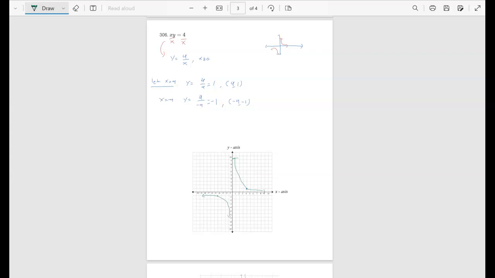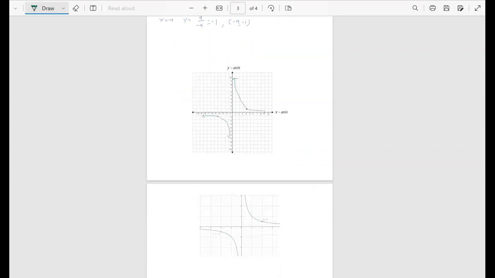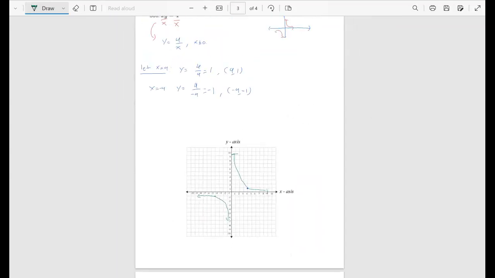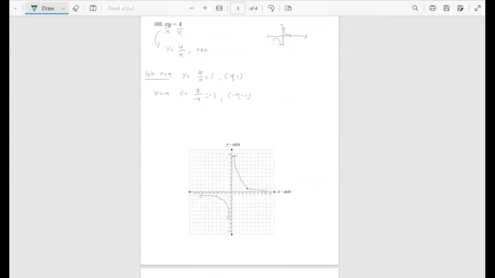That's actually it for problem 306. Let me once again show you what this one looks like with technology. We typically just plot one coordinate point and then we mimic the parent graph. So once again, that's actually it for problem 306.